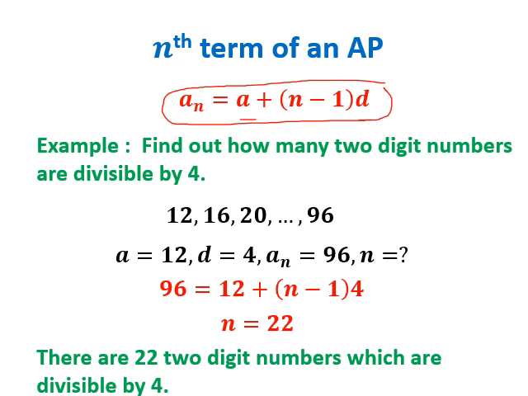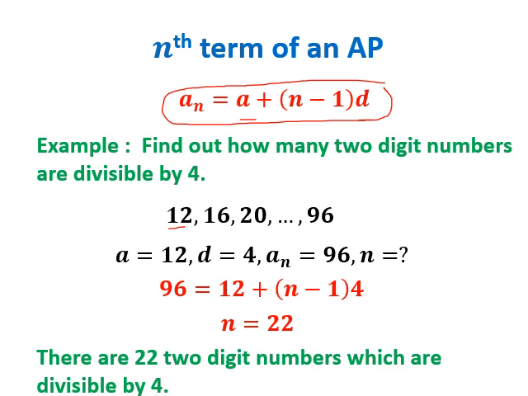Example is, find how many two-digit numbers are divisible by 4. So we will start, the smallest two-digit number is 10. It is not divisible by 4. So let us take the next number 11, which is also not divisible by 4. So the smallest number is 12. This is divisible by 4.